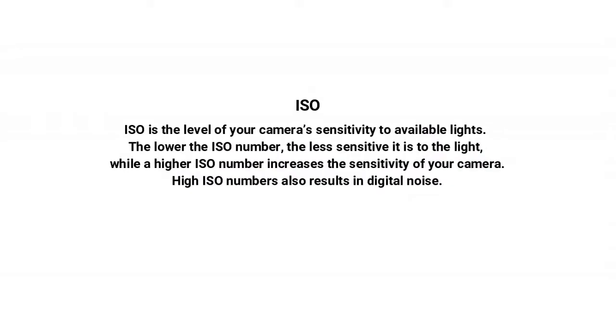Now, to the second part of the exposure triangle: ISO. ISO is the level of your camera's sensitivity to available light. The lower the ISO number, the less sensitive it is to the light, while a higher ISO number increases the sensitivity of your camera. High ISO numbers also result in digital noise.